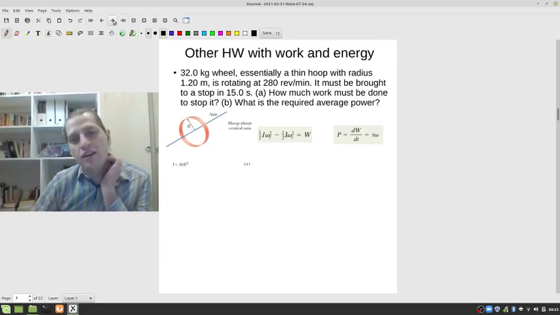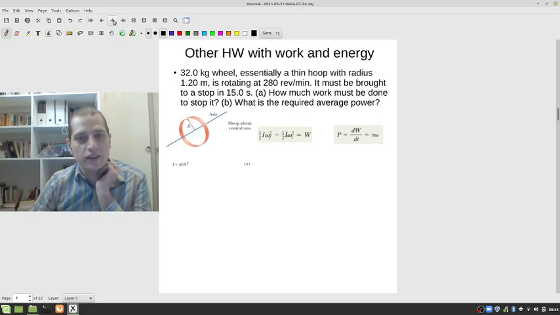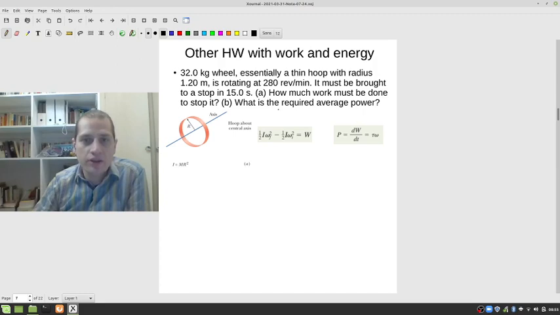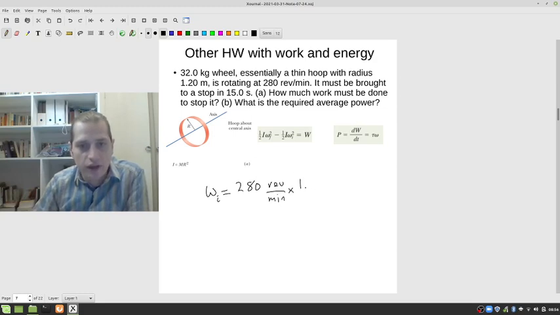Okay, well, sorry to belabor this, but I think it's worth our time just to make sure that we're not confused. This one has us look at a thin hoop with a radius of 1.2 meters rotating at 280 revolutions per minute. So the first thing that, of course, I see, revolutions per minute, that tells me that's an angular speed. That's my initial, 280 revs per minute. As soon as I see that, I think, I have to do a unit conversion. So 1 minute, 60 seconds. 1 rev, 2 pi radians.